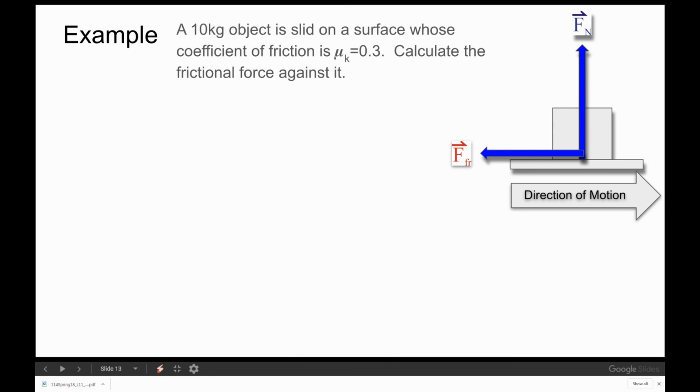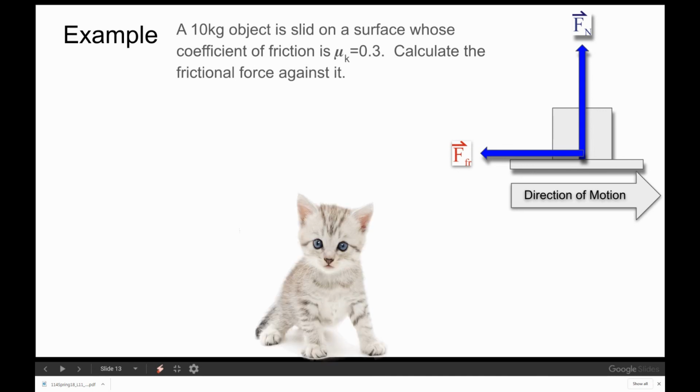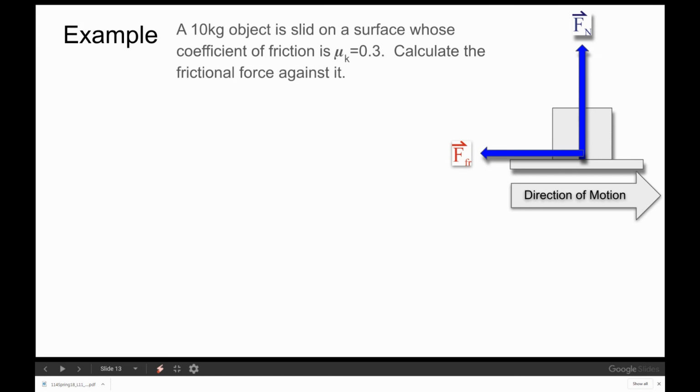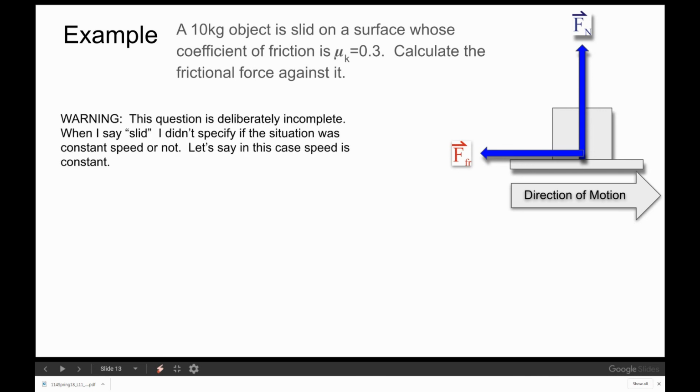Let's look at a couple of concrete examples to help you with the assignment. A 10 kilogram object is slid on a surface whose coefficient of friction is mu equals 0.3. Calculate the frictional force against it. So here would be our free body diagram of the normal force up and the force of friction backwards.